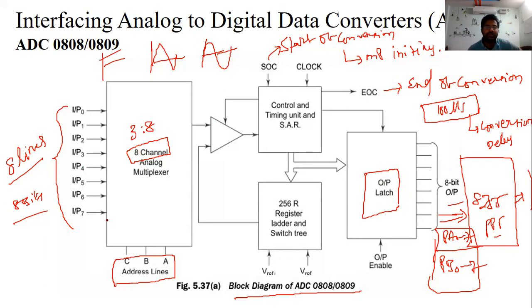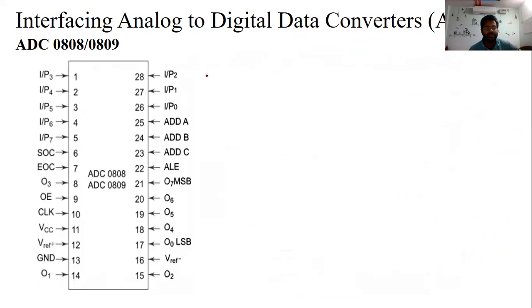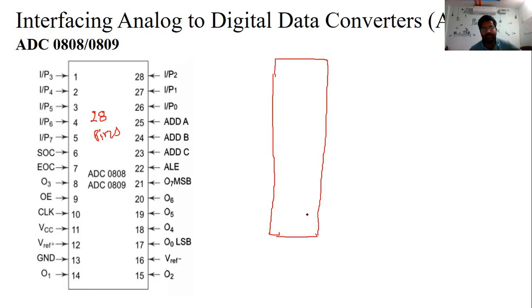Okay. Now see how this ADC is interfaced with the 8255 PPI. This is the basic pin diagram, which has 28 pins. Now we can see a simplified version of this pin diagram. In the simplified version, what are the input lines for this one?